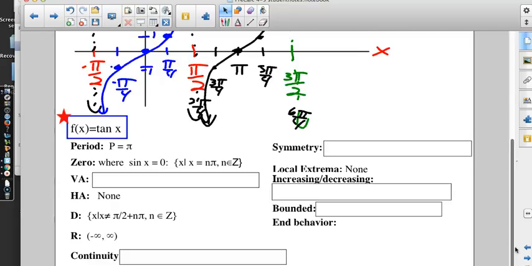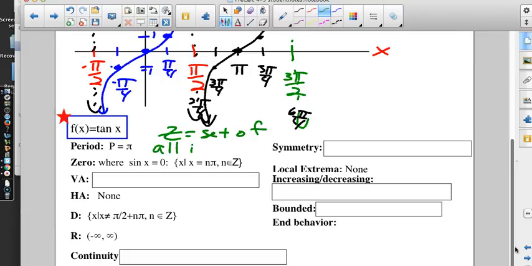And it says n is the set of all Z. We have to remember from way back at the beginning of the year that Z is the set of all integers. And the integers are negative 3, negative 2, negative 1, 0, 1, 2, 3, going on forever, no decimals and no fractions. So this is a way to describe that if you continued this forever, you're going to see those zeros at 0, 1 pi, 2 pi, 3 pi, 4 pi, and negative pi, negative 2 pi, negative 3 pi. It'll continue on forever.